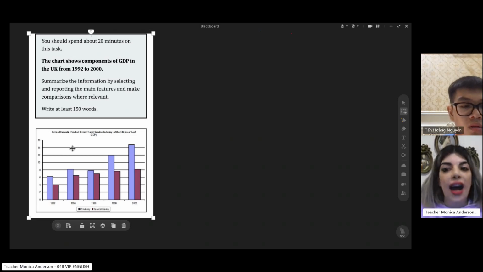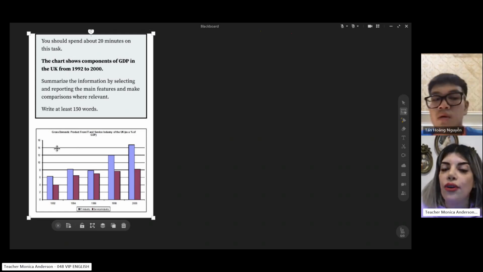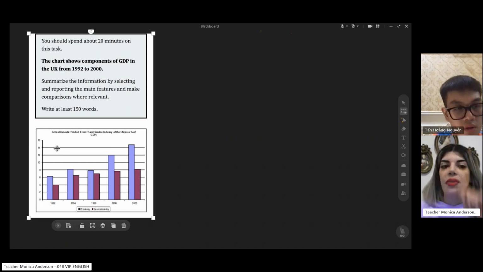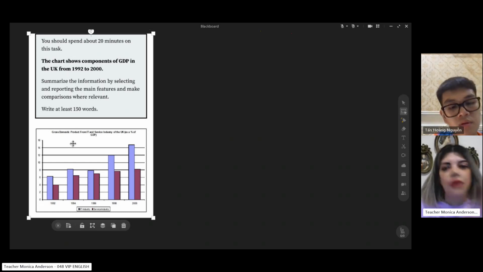IT was still higher overall, but there is something here. It dropped slightly, a bit, from 1994 to 1996. Can you see? We have this drop. Okay, so this is paragraph 1.